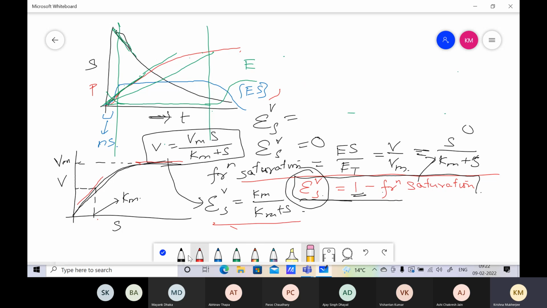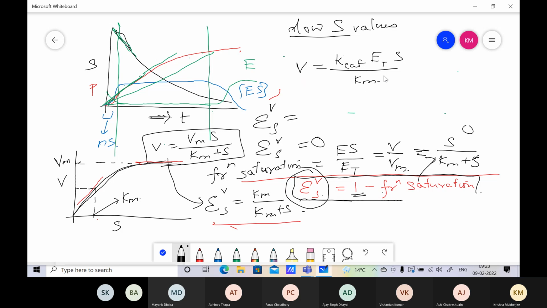And as I was telling you in the last class, for all practical purposes, most cellular reactions take place at low substrate concentration, low S values, because substrates are not allowed to build up inside the cell. And so really what we are looking at is V is usually, as the biochemist will say, K cat instead of K2, K cat E total S upon Km. Right?